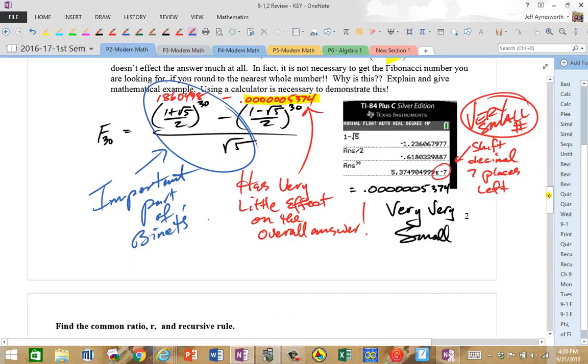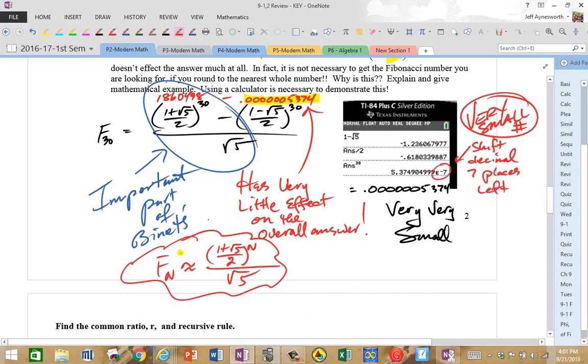That is why. So one more time, f sub n is approximately equal to ((1 plus the square root of 5) divided by 2) raised to the nth power, divided by root 5. This is really the only part you need. If you want to use this to determine any Fibonacci number, you can. It's easier, but you have to round it to the nearest whole number. Remember that.